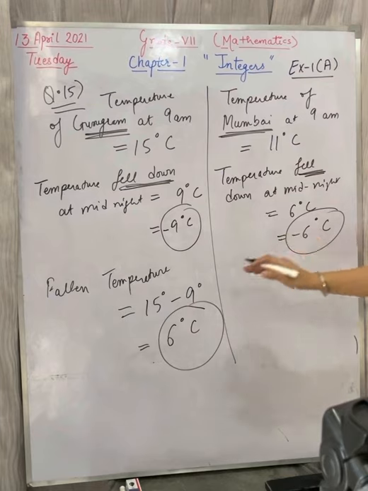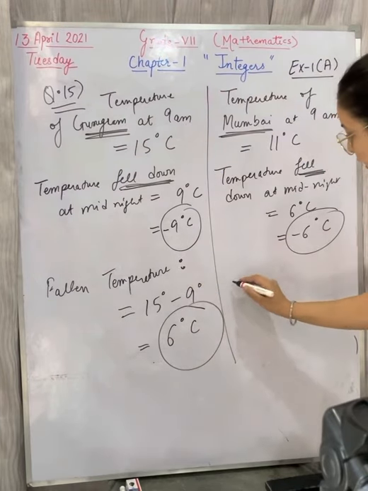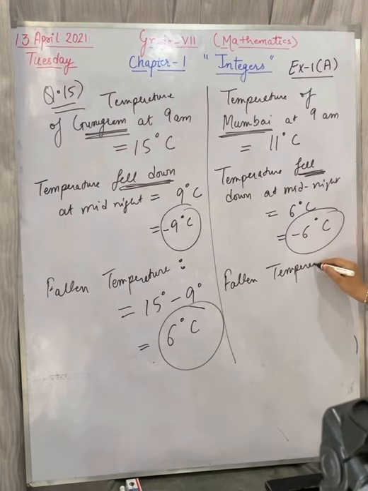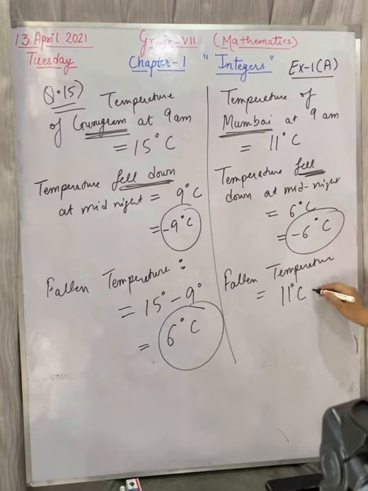Okay? So now the fallen temperature you have taken out here. Similarly, take out the fallen temperature here. How much temperature has fallen down? That is equal to 11 degrees Celsius minus 6 degrees Celsius. That is equal to how much? 11 minus 6, that is 5 degrees Celsius.